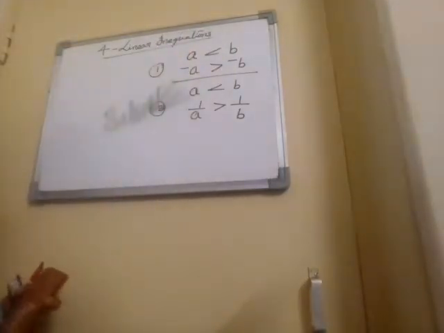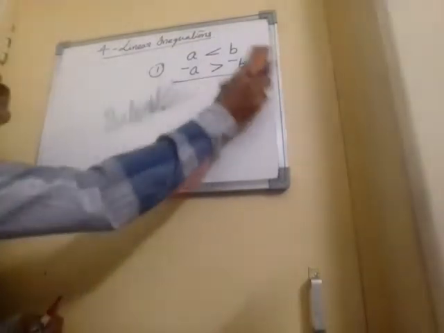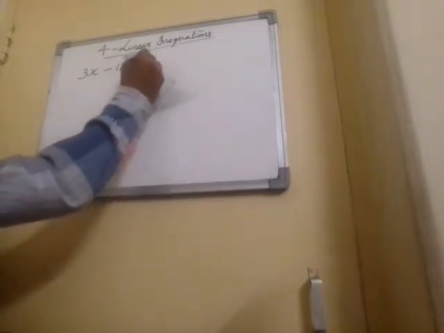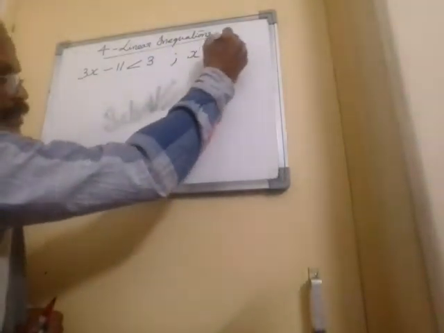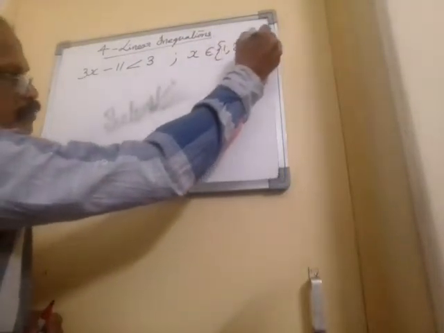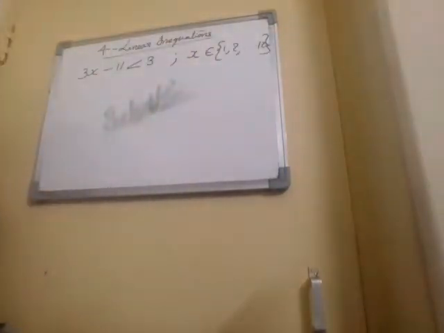Based on this, let us see how to attempt the questions. See the first question. I am writing the question on the board. Solve the inequation 3x minus 11 less than 3, where x is an element of the set 1, 2, 3 up to 10. So it's the natural numbers up to 10.